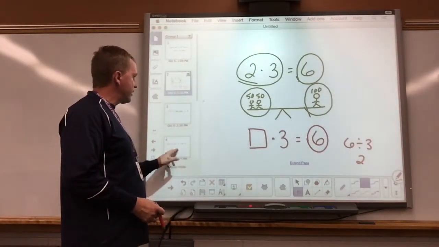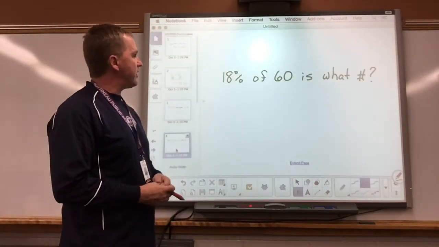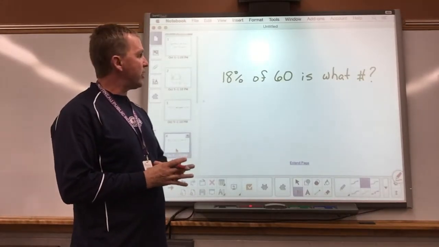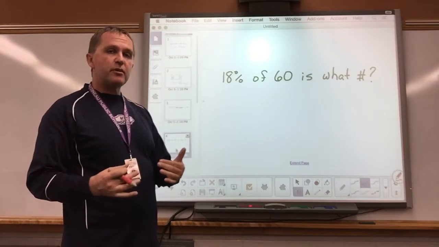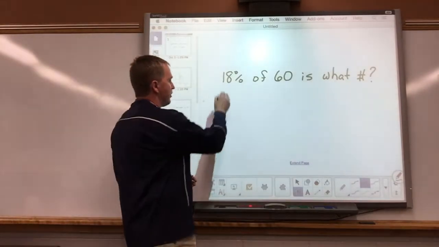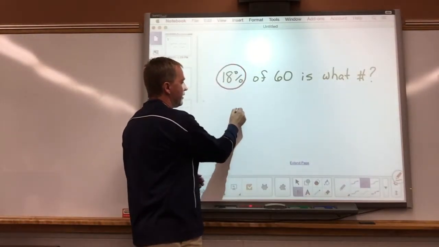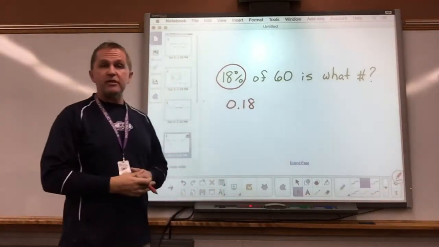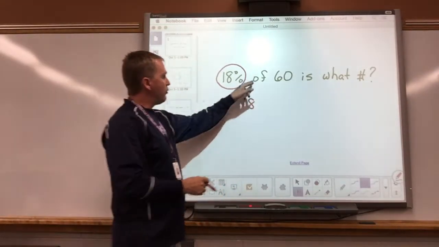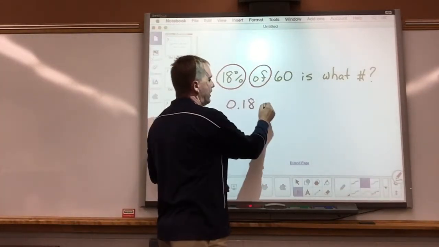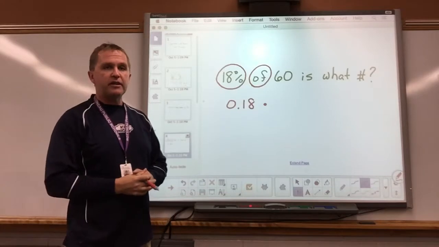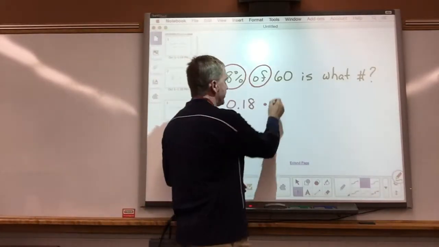Well, if that's the case, we're going to look at something like this. Let's say we had the word problem, 18% of 60 is what number? First of all, here's a little bit about translating that to symbolism. We'll start with the 18%. Hopefully everyone's aware that 18% is going to be the decimal number 0.18. When we get to the word "of," in mathematics that means times, so I'll put a big dot there to indicate the times sign. We'll go to the number 60.